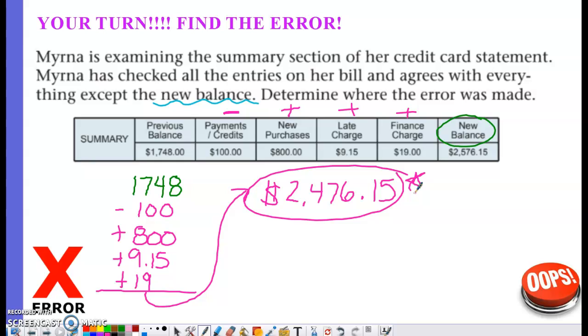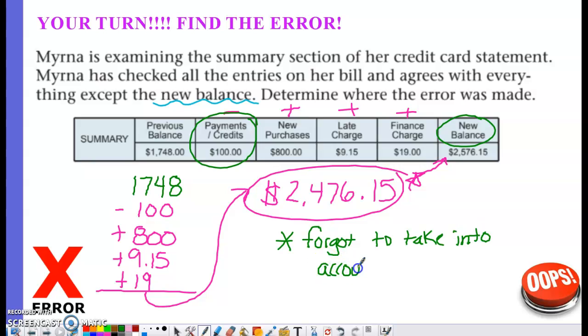Well, if we notice between what we got for the new balance and what they had for the new balance, it's $100 off. So it looks like, based on the information we have here, that they forgot to subtract the $100 for that payment or credit. So we're going to say what the error was. They forgot to take into account the $100 payment. Very good.